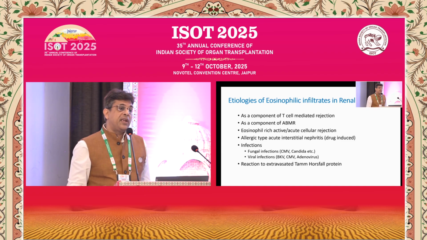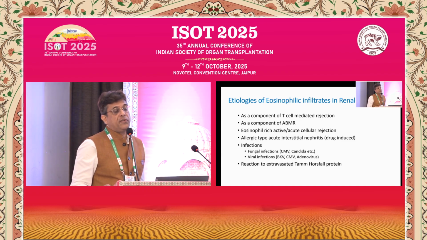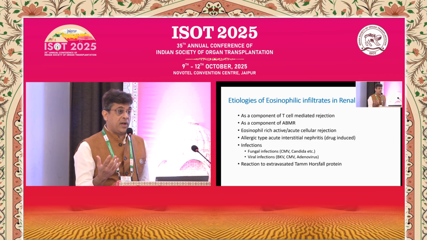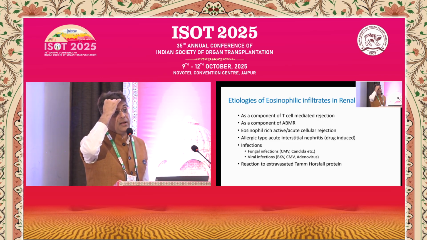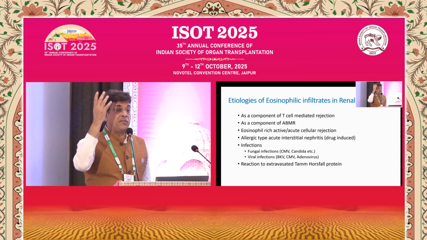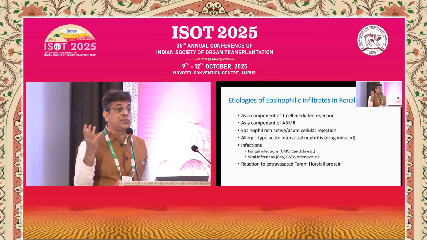Not only that, just like in the native kidney where you have interstitial nephritis, patients with allografts are also exposed to a lot of drugs, right? And the same drugs can cause interstitial nephritis like pictured in the graph. So if you look at it from a broader angle, even a rejection is an interstitial nephritis. Only thing, it is occurring in an alloimmune setting.